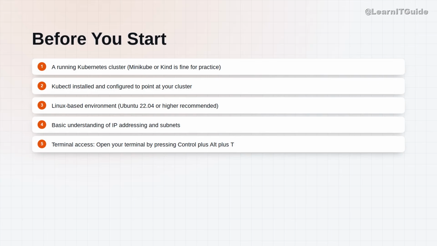Before we start, let us ensure you have the right setup. You need a running Kubernetes cluster. If you are just practicing, use Minikube or Kind. You must have kubectl installed and configured. This guide assumes you are on a Linux environment like Ubuntu. If you are a beginner, we already have a full course on pod fundamentals on this channel. You will find the link in the description. Finally, open your terminal by pressing Ctrl+Alt+T to follow along. Ubuntu 22.04 or higher is recommended, along with a basic understanding of IP addressing and subnets.